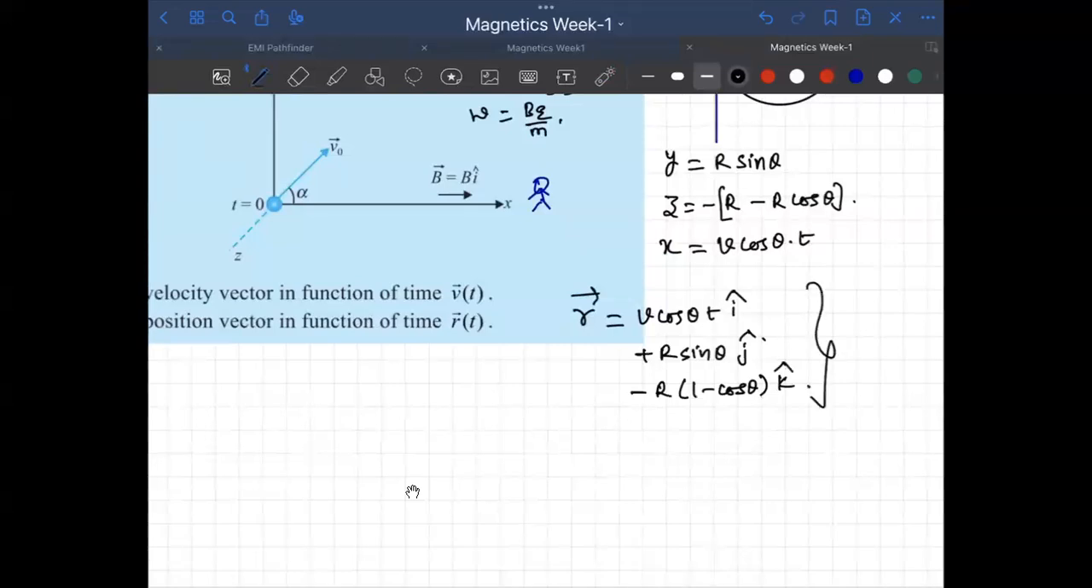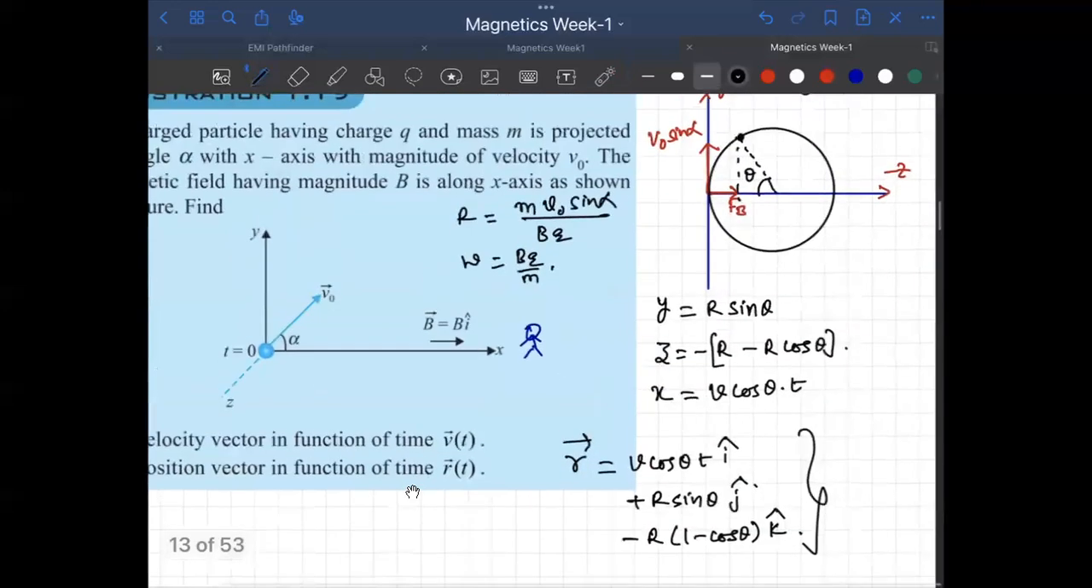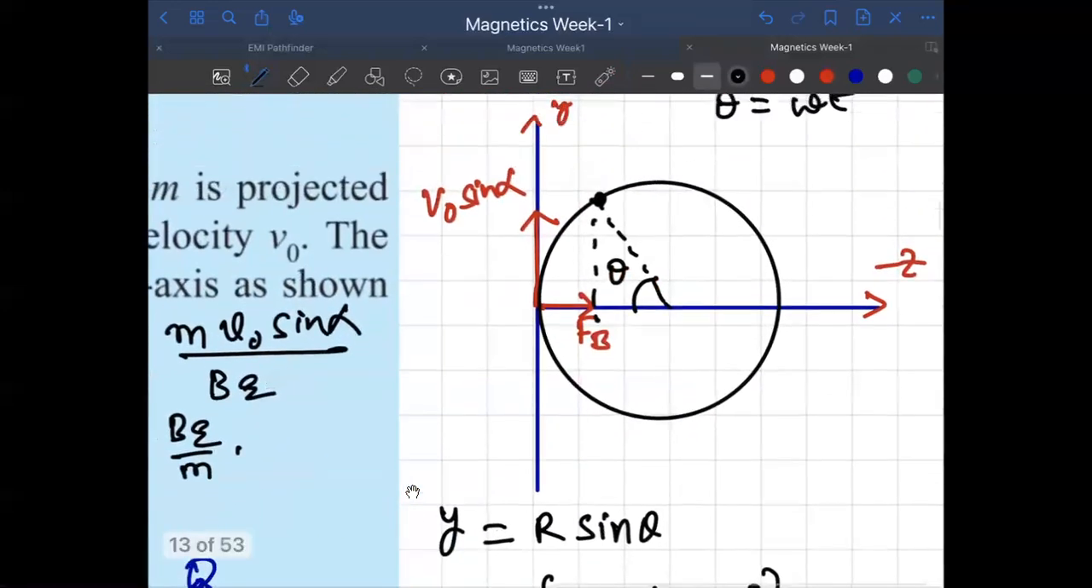Boys, any doubts? Differentiate this. If you differentiate this, what will you get? Velocity. Actually, foolish thing: speed is constant because the magnetic field does no work. No work. Even at this point I can show you, very simple. At this point, this is your V naught sin alpha. At an instant t, that is the picture.